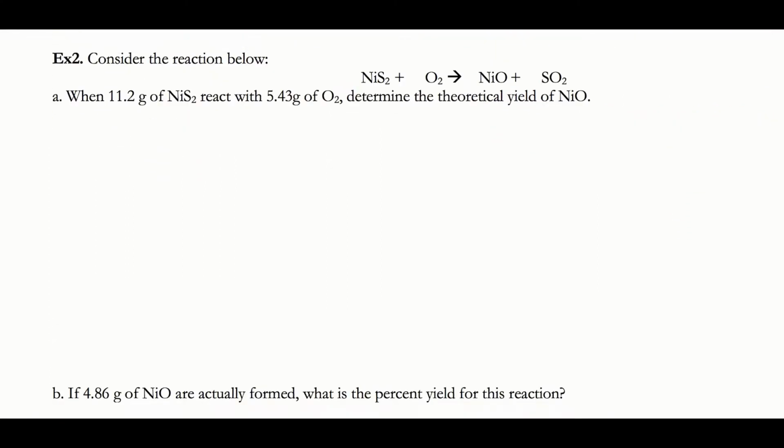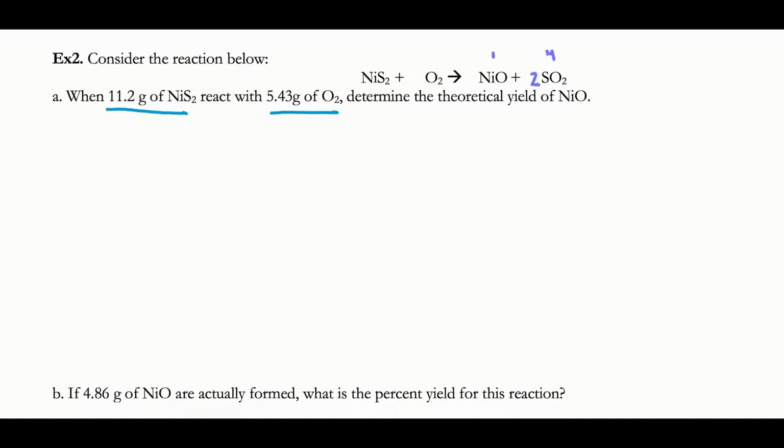It says, consider the reaction below. When 11.2 grams of nickel sulfide react with 5.43 grams of oxygen, determine the theoretical yield of nickel oxide. All right, so the first thing I need to do is I need to balance. I've got 2 sulfurs on my reactant side, so I'm going to put a 2 here. Okay, then notice I've got 4 oxygens from the sulfur dioxide. I've got 1 from nickel oxide.